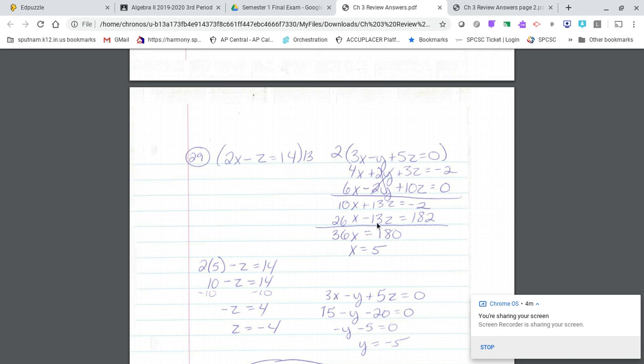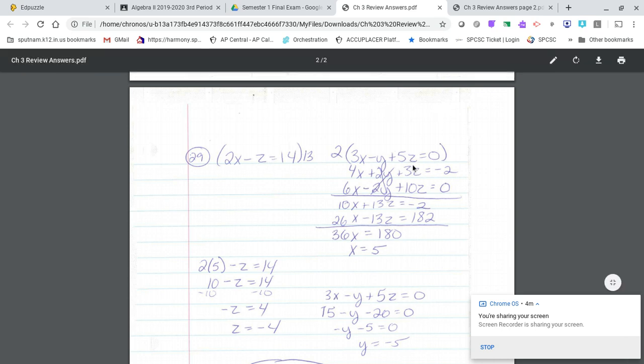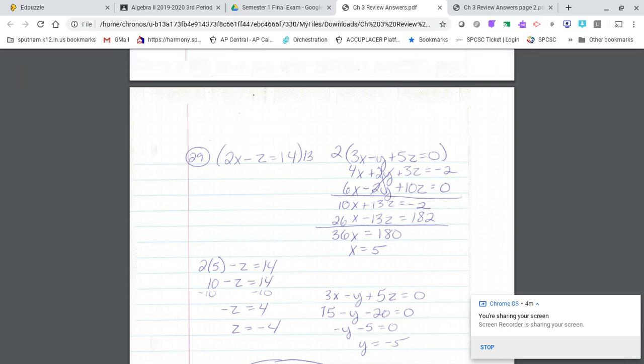So then I could go down here and do this, and I got x equals 5. You could have also solved for z right away in this first equation and plugged in over here and had an equation in just x and y. This is one that just takes some practice, and you just really have to be careful with your work.